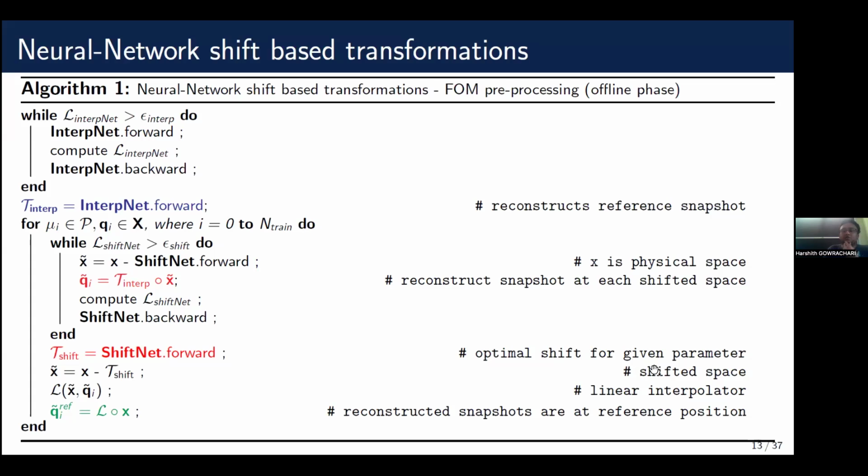With this, you shift your snapshots, and all the snapshots are in the reference configuration. Then again you have to interpolate these fields in the physical space. For that, we use a linear interpolator. Using that, we reconstruct all the snapshots at the reference position in the physical space. And this is very important to obtain the sharp Kolmogorov decay.